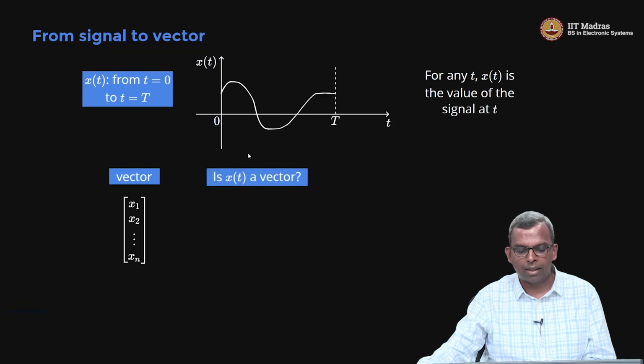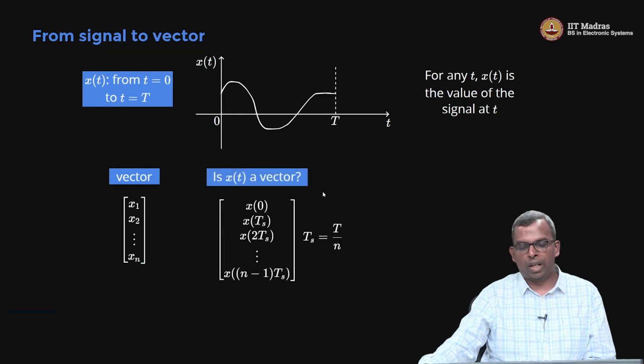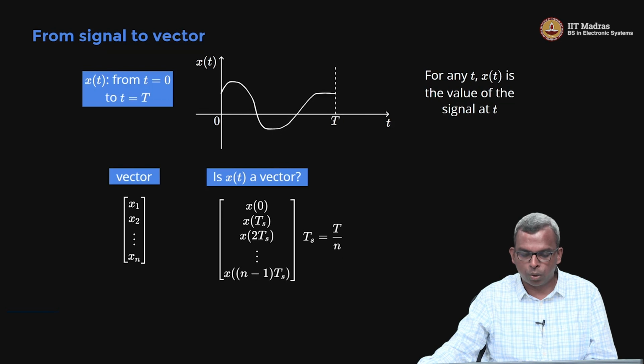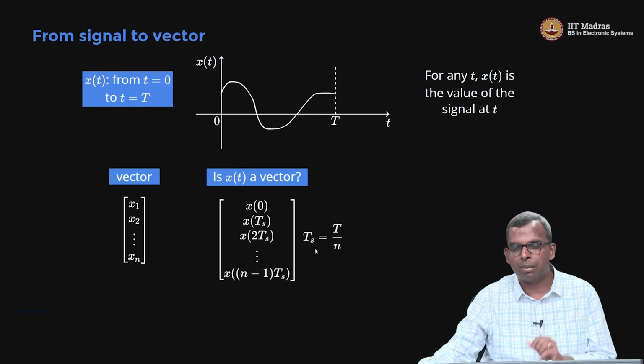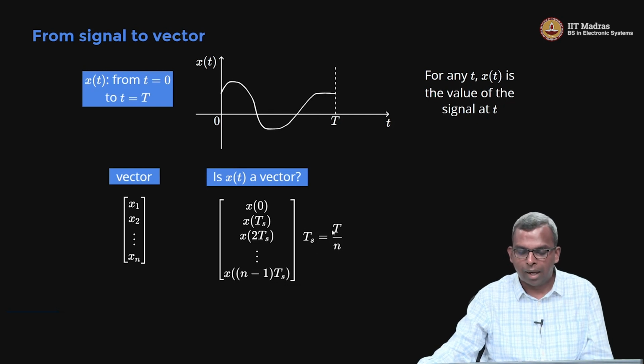You can do the following. You can sample, right? You can take this interval 0 to T and then take n samples of points here. So at time 0, Ts, 2Ts, and so on till (n minus 1) times Ts. What is my Ts? It's like my sampling time, sampling clock. I make it T by n. Okay, so I get here n points. These are all values taken by this signal or this function at different points here. So this you can claim is a vector.